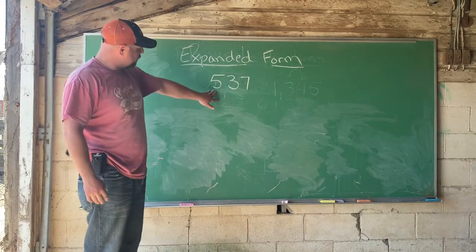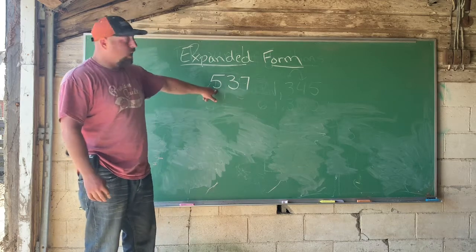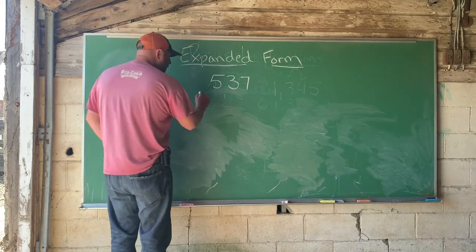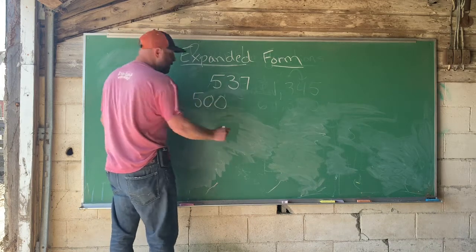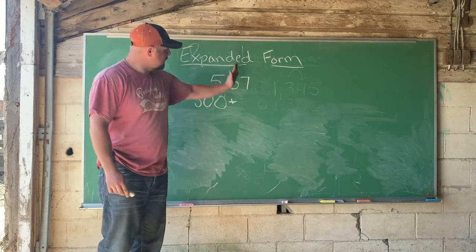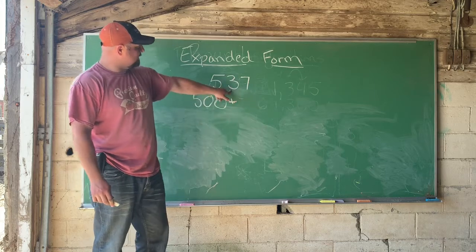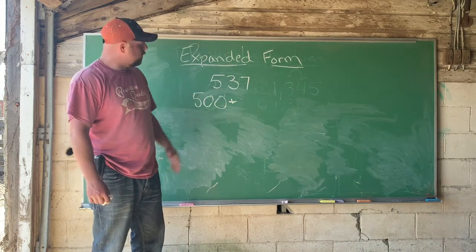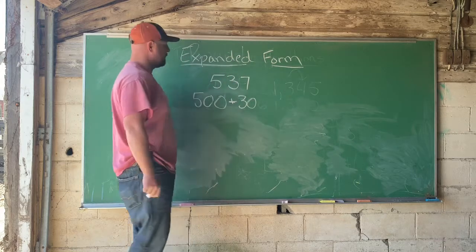So the first number I'm going to break down is the 5. The 5 is in the ones, tens, hundreds place. So I'm going to write out 500. Then I'm going to draw a plus sign. Now I'm going to move on to the next number, moving left to right. And it is 3. 3 is in the ones, tens place. So I'm going to write 30 because 3 is in the tens place.